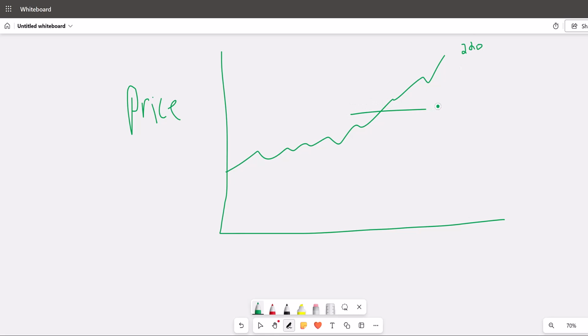And your strike price, SP, is 212. I'm just going to do 212 for simple math. And it's easier to, please excuse my terrible handwriting.